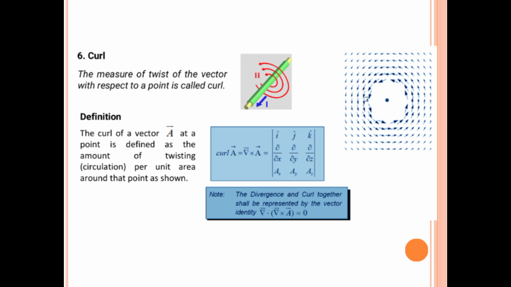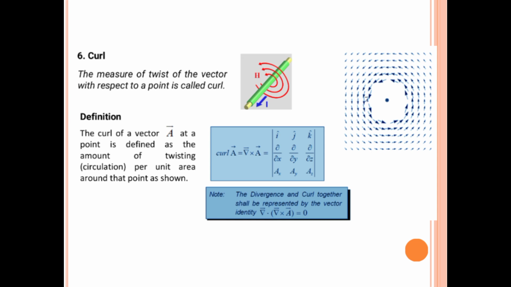So we need to know what is curl. The measure of twist of the vector with respect to a point is called the curl. Example, if a pen or pencil, anything we have, we rotate with our finger, that is called the curl. It may be clockwise or anti-clockwise. So the definition for electromagnetic waves: the curl of a vector A at a point is defined as the amount of twisting or circulation per unit area around that point.